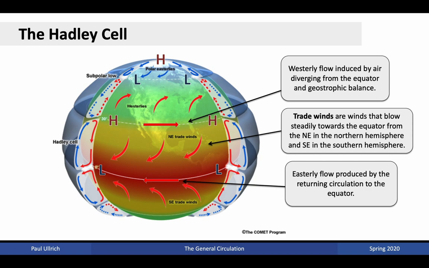But when we talk about the returning branch of the circulation, as that air returns to the equator in order to fuel further convective activity, it will end up again turning to the right in the northern hemisphere and turning to the left in the southern hemisphere. Because this is the returning circulation, turning to the right in the northern hemisphere means that it will turn towards the west. Consequently, we have an easterly circulation occurring in the equatorial near surface. These are, of course, the trade winds that are responsible for blowing from east to west in this near equatorial band.